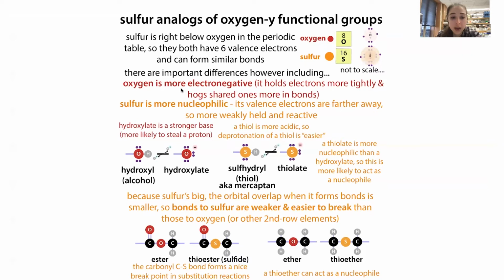So sulfur is basically, because it's one row down in the periodic table, it has this additional shell compared to oxygen, and its valence electrons are going to be farther away. And so they're going to be more easily able to react.